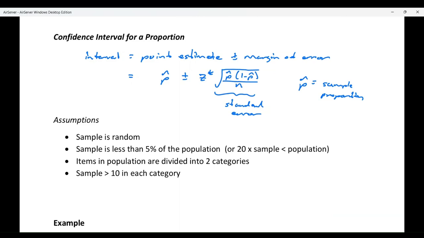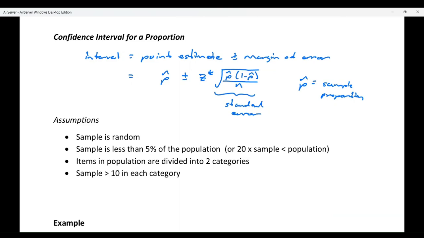So, all right. When we do the interval for a proportion, again, there are some things that we need to check for, some assumptions that we are making here. We always want a random sample. So really, in any of these things that we're doing, we always want to make sure that our sample is random.